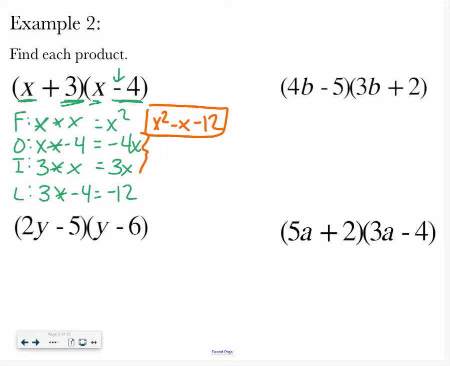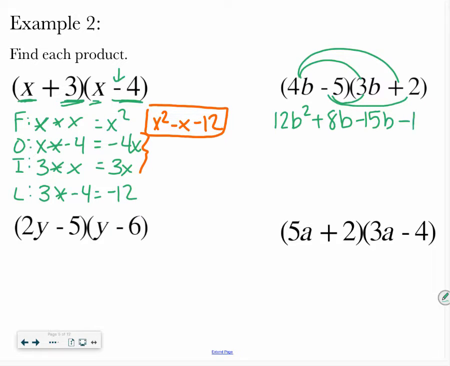All right. This time I'm not going to write out FOIL. I'm just going to do my arrows. So I have 3 times 4 is 12, and b times b is b squared. 4b times 2 is going to give me a positive 8b. And then I have a negative 5 times 3b. It's going to give me a negative 15b. Negative 5 times 2 is going to give me a minus 10.